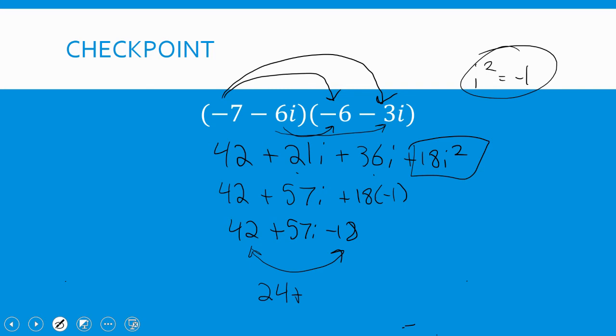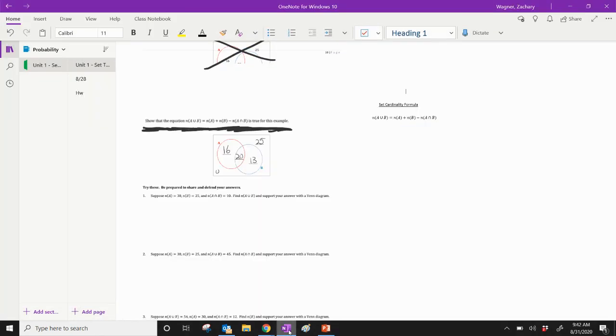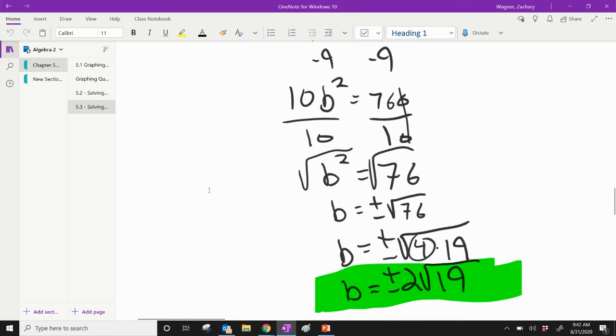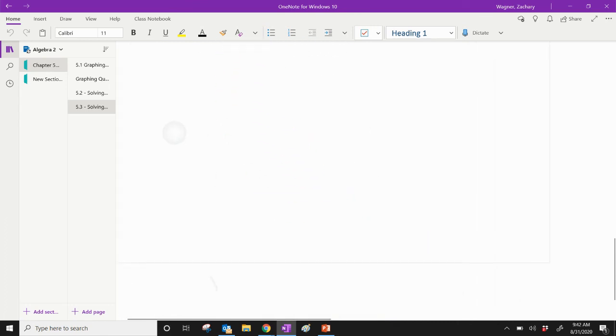I'm going to do one more example after I write down 57i. Here we go, 24 plus 57i. Keep this. I'm going to do one more example on my OneNote real fast, just so we get a great baseline of understanding this material.